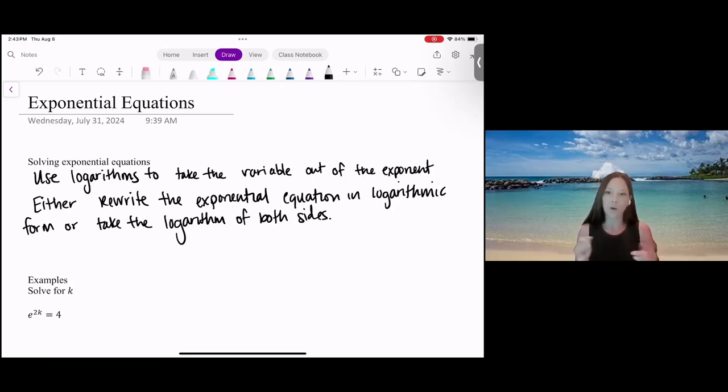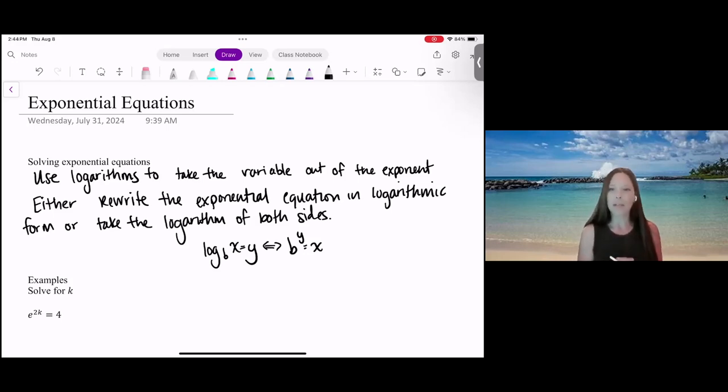So let me show you the forms and how they relate as a reminder. If you have log base b of x that's equal to y, when you rewrite that in exponential form, that is the same thing as b to the y equaling x. And we're going to use the relationship between those two to solve.